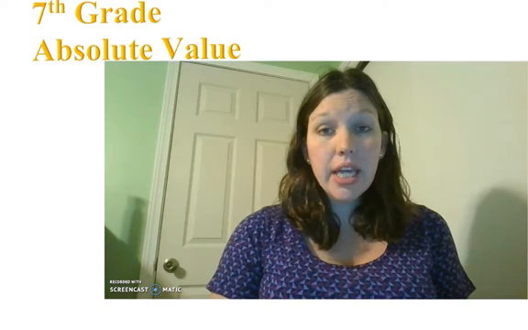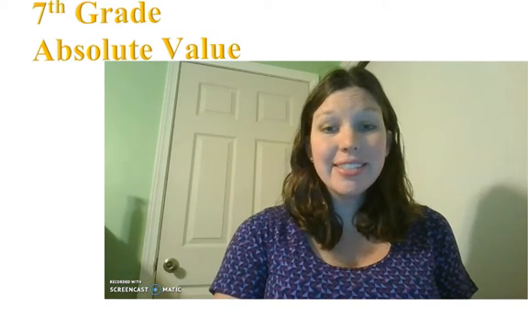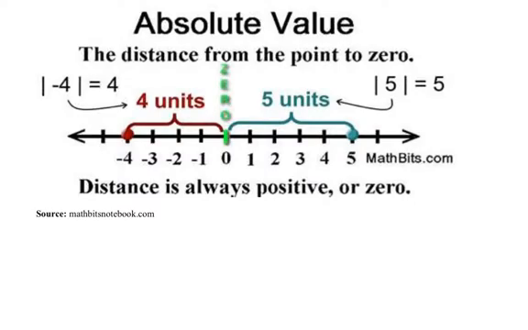So I'm glad that you are joining us today, and let's go ahead and take some notes. The big thing you're going to need to understand for this lesson is the definition of absolute value. So please make sure you get this in your notes. The definition of absolute value is the distance from the point to zero. So distance is always positive or zero because zero has no sign. So that means anytime you find the absolute value of a number, your answer is always going to be positive.